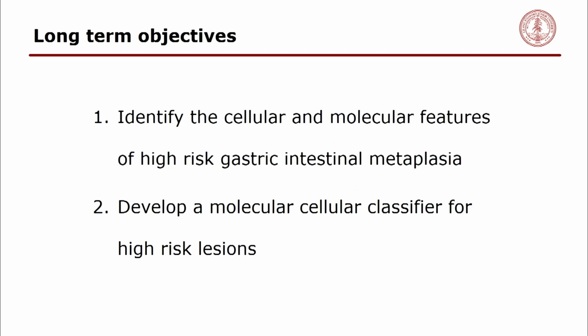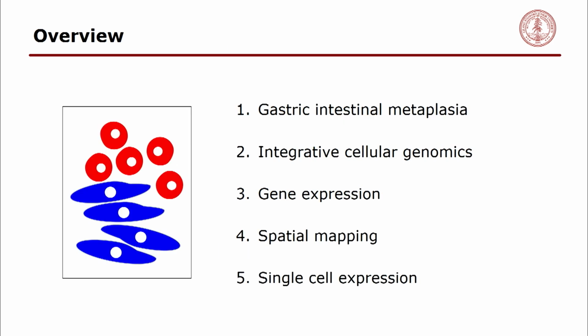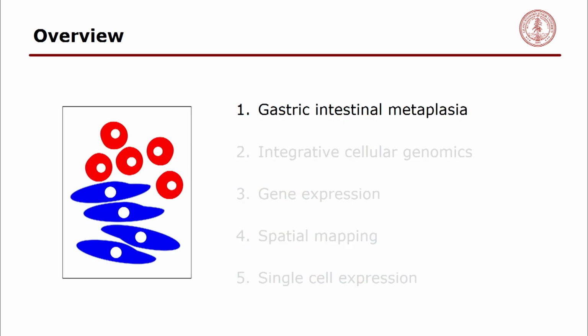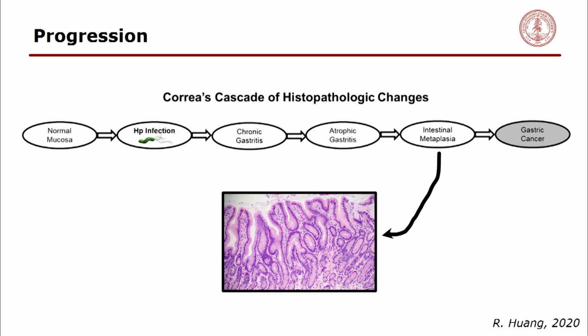So the general long-term objective is really to study the cellular and molecular features of gastric, and particularly high-risk gastric, intestinal metaplasia, or gastric IM, which may lead to development of molecular or cellular classifiers to identify or consider high-risk lesions. Here's an overview of the talk, 5 basic sections. Well, everyone's seen this, so we know this pretty much, so I'm going to skip this.